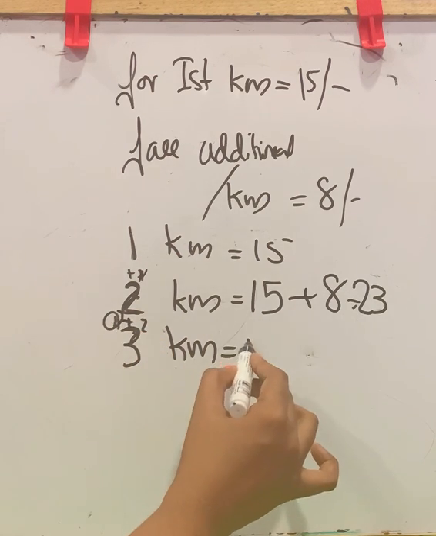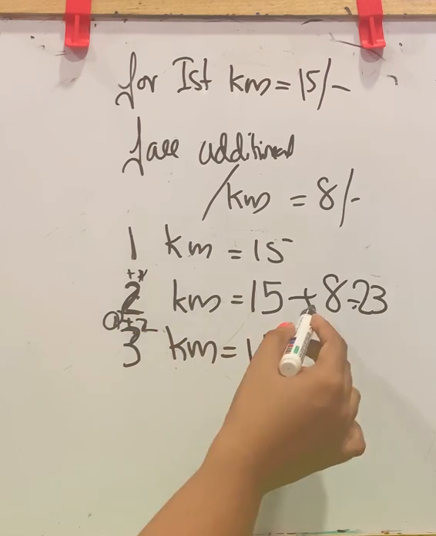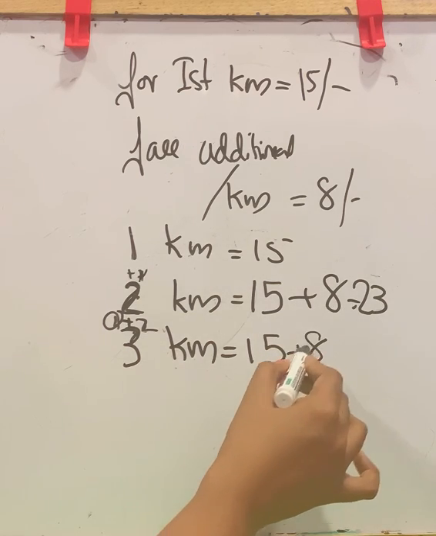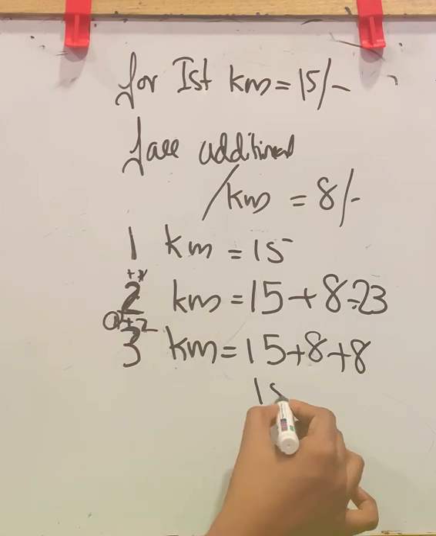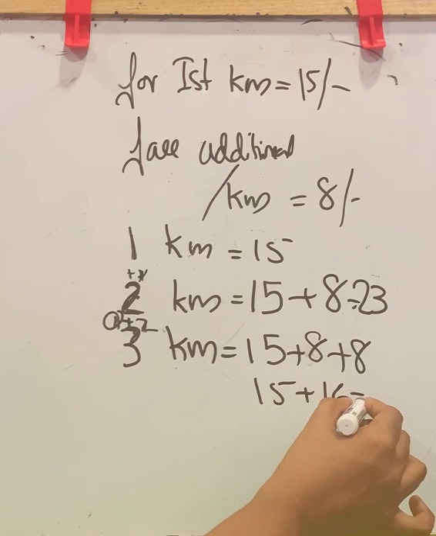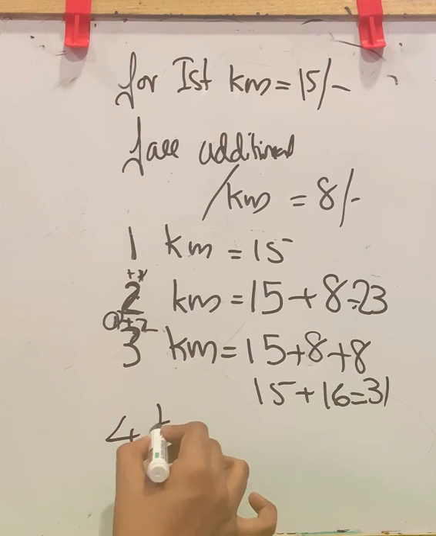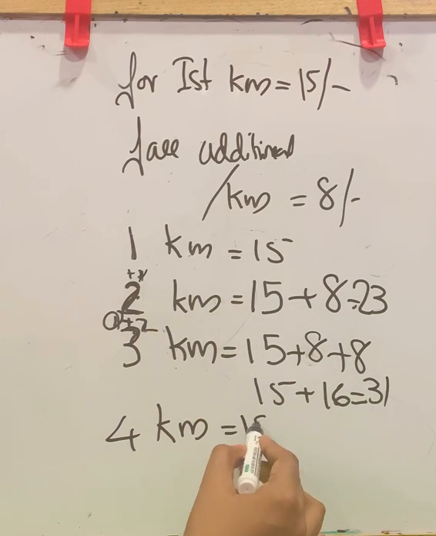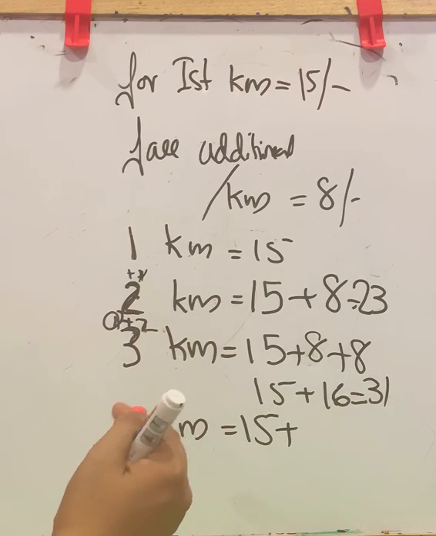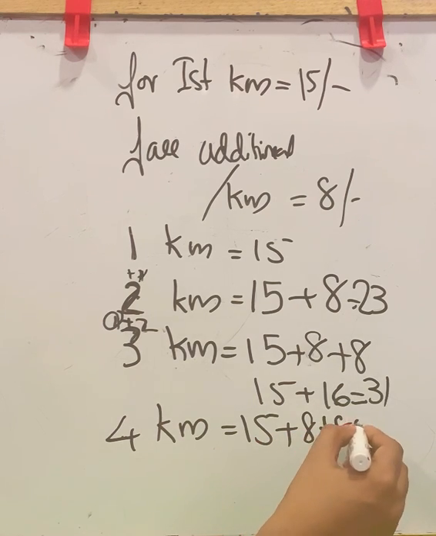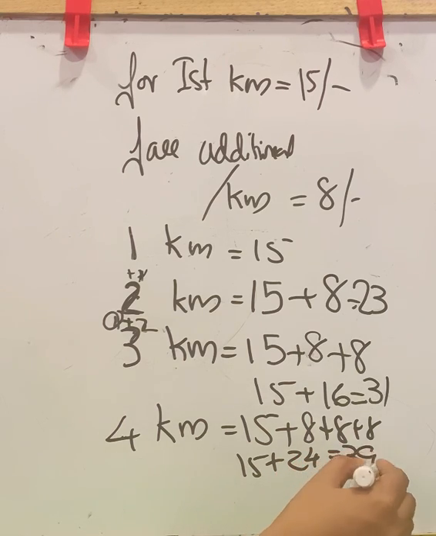Now, third kilometer, that means for first kilometer, in 3, we have 1 plus 2, right? So, first kilometer, we have to pay 15 plus the other 2 kilometers fare. So, we have here 8 for next kilometer. One more 8 we have to add. That is 15 plus 16. The result will be 31. Now for fourth kilometer, for first kilometer we will pay 15. After that, we have 3 more kilometers balance. So 8 plus 8 plus 8. That is 15 plus 24, which is equal to 39 and so on.